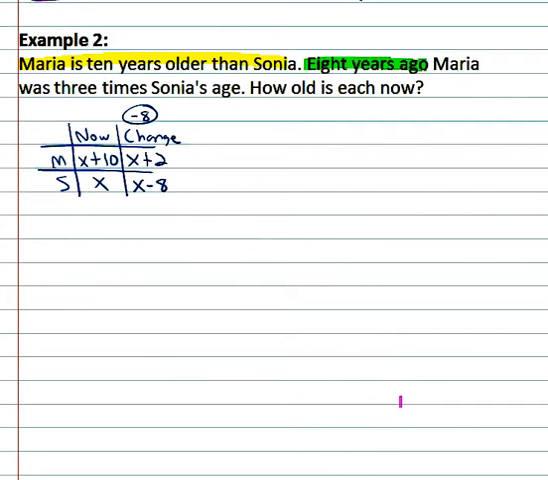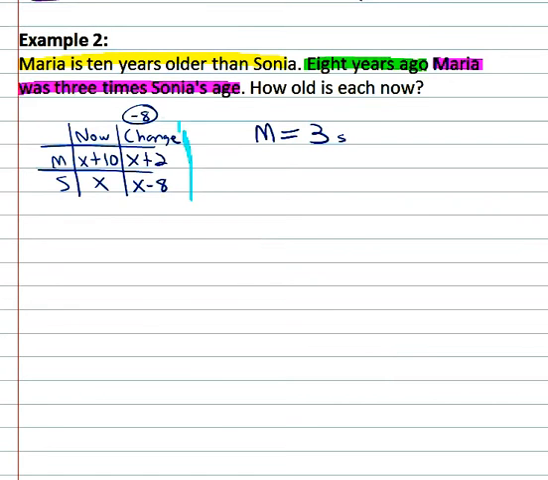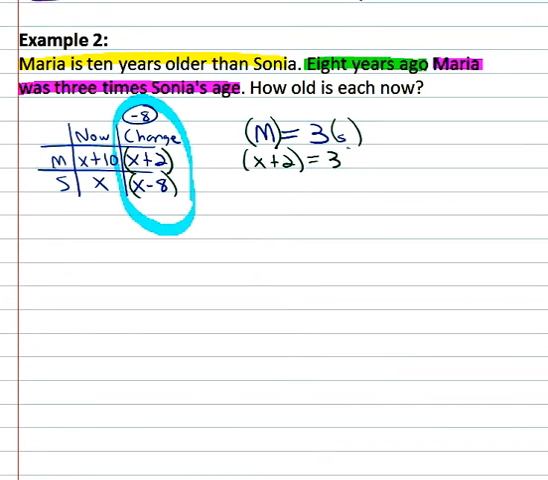Now that the change is all filled out, what happened 8 years ago? Well, 8 years ago, Maria was 3 times Sonia's age. Maria was, past tense of is, 3 times Sonia's age. Well, now we can use this change column to build in our equation. Because Maria, 8 years ago, was x plus 2. So Maria is now x plus 2 equals 3 times Sonia. What was Sonia 8 years ago? X minus 8. Notice the importance of the parentheses as I make a replacement.